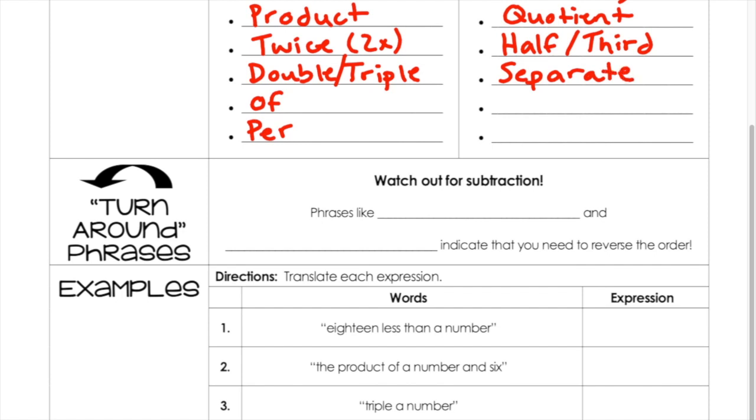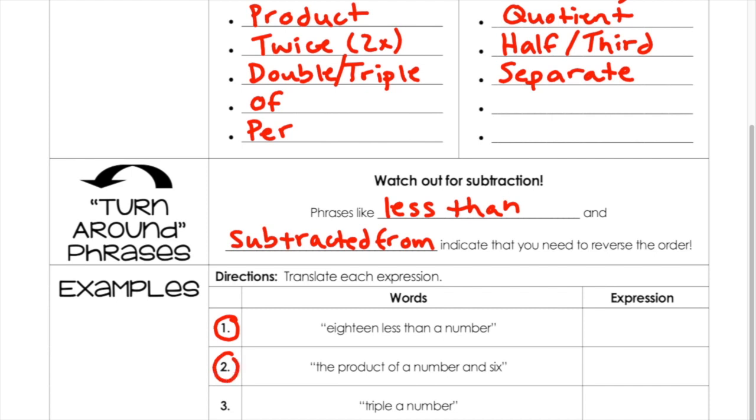We do have some words that mean that we'll need to reverse the order of the number and the letter depending on what's asking. So phrases like less than and subtracted from mean that we need to reverse the order in which the numbers are given to us. So let's look at a few examples. We're going to look at 1, 2, and 3.